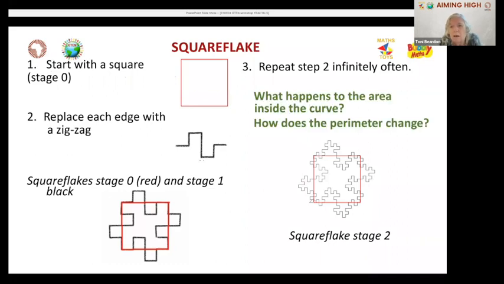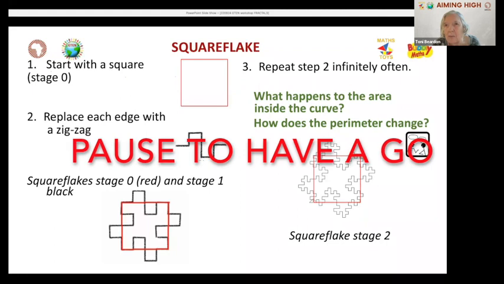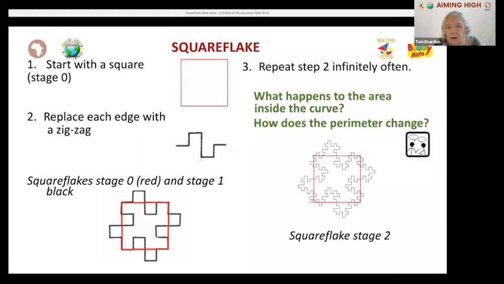So if you can repeat this infinitely often, what happens to the area inside the curve? And how does the perimeter change? So we want you to answer that question. What happens to the area inside the curve as you go on doing this? Think about it. Can you see the process?